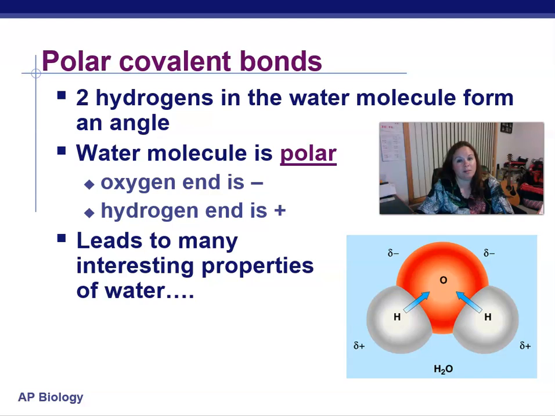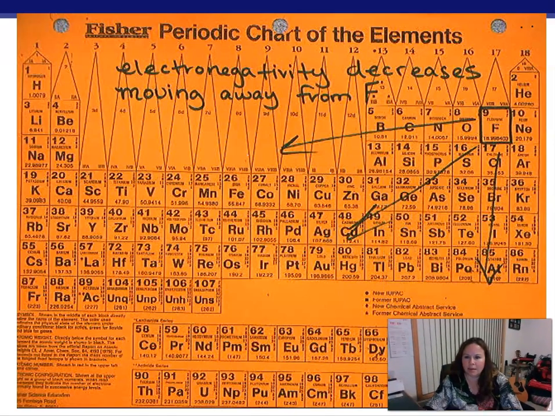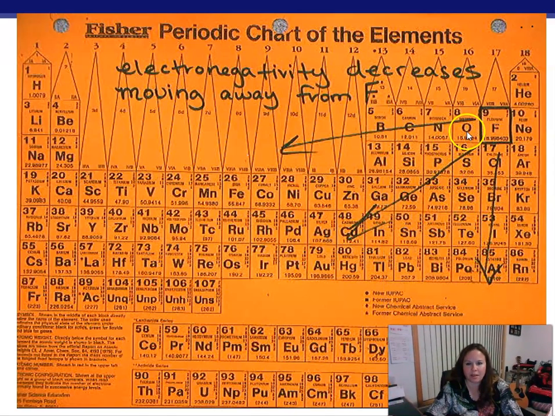Luckily, not everything dissolves in water. Fat does not, because fat is nonpolar. So nonpolar things do not like polar things like water, and that's going to lead to many interesting properties. Again, the reason is that oxygen and hydrogen have very similar electronegativities. Oxygen is just not quite strong enough to pull those electrons away from hydrogen, so it just kind of shares them unequally.